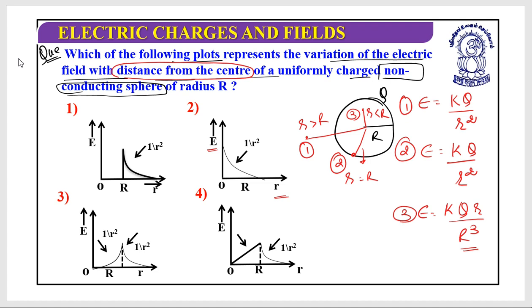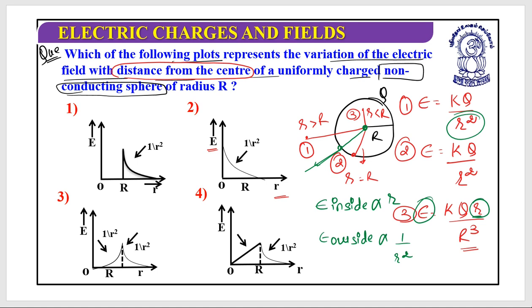So you will begin your journey from the center, moving towards the surface, and then moving out of the sphere. When you are inside the sphere, E inside would be directly proportional to r. Here it shows. And once you are moving out of the sphere, E outside is 1 by r square. Here it is shown. So this would be the correct graph.